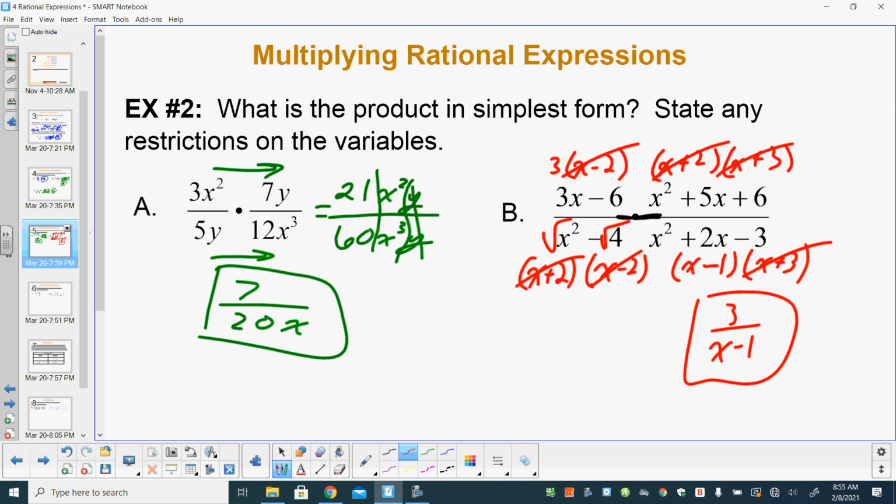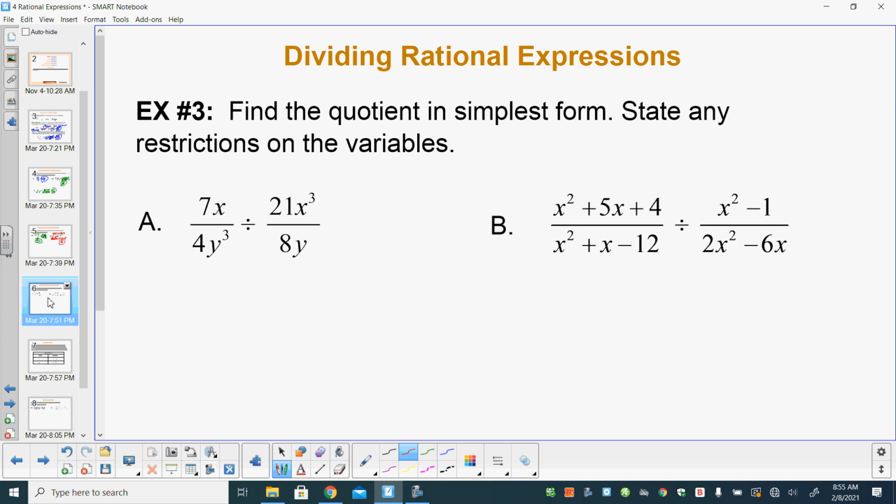All right, one more process I want to teach you, and then I will let you practice some. Let's talk about division. How do you divide fractions in general? Okay, that's just a regular fraction. Well, when you have a fraction divided by a fraction, what do you do? No, that's multiplication. Nope. I'll give you a hint.